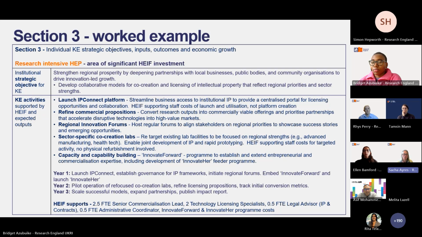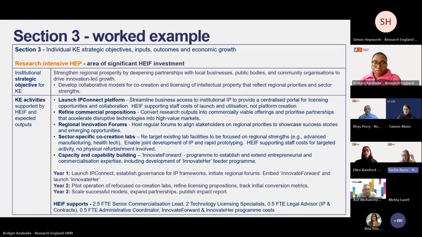It's always the worry with worked examples. We don't want to dictate how you need to fill this in. This is one example of what it could look like, but providing you're leaving us with an overall understanding of what you're doing, what HEIF is paying for, and what the expected outputs are, then any way of setting that out is fine.